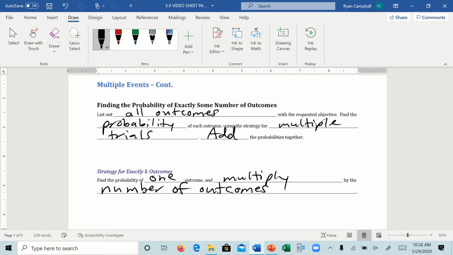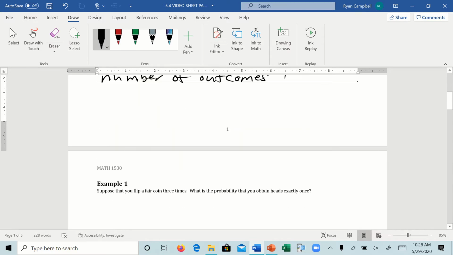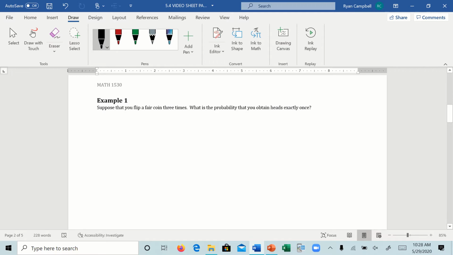All right, so that's a lot of words. Let's actually see what this looks like. Example number 1, suppose that you flip a fair coin 3 times. Find the probability that you get heads exactly once. All right, so this is exactly 1 outcome, right? Exactly 1 time. So the way we do that is, how many ways for 3 coins can you get exactly 1 heads? Well, you could have heads first, you could have heads second, and you could have heads third. Right? So there are actually 3 outcomes for the 3 different times.